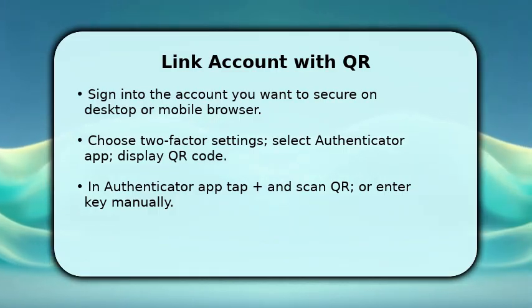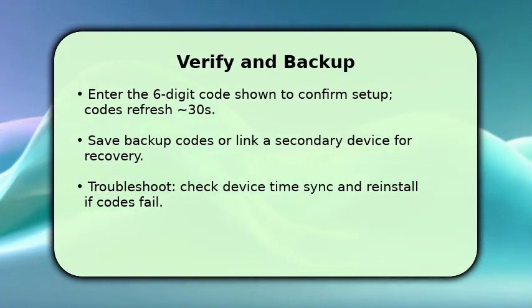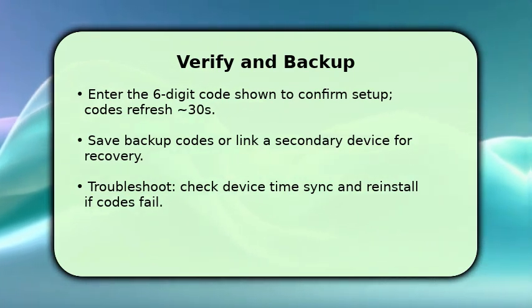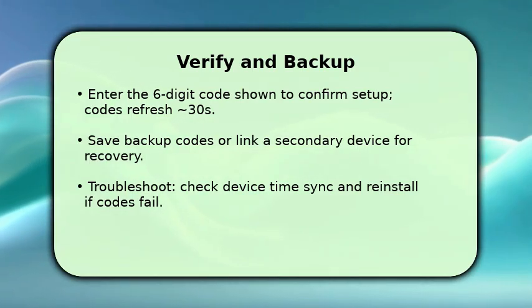Finish by verifying the setup. Enter the current 6-digit code shown in the app into the service to confirm the shared key. Once verified, record backup codes or add a secondary device to avoid lockout. Make sure you store backups securely.